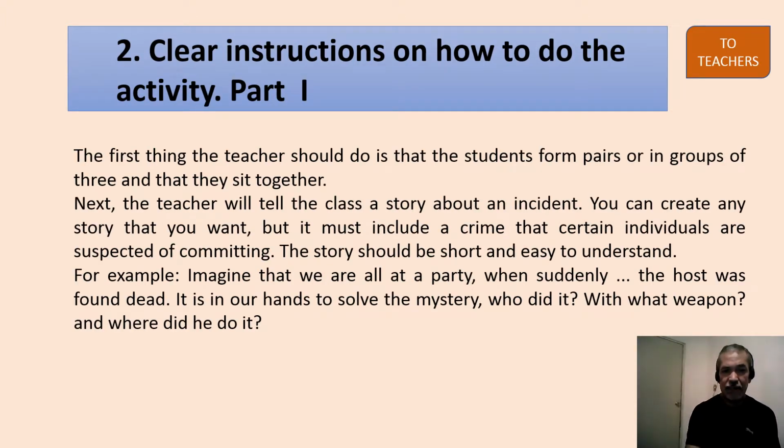How to do the activity? The first thing the teacher should do is have the students form pairs or groups of three and sit together. Next, the teacher will tell the class a story about an incident. You can create any story that you want, but it must include a crime that certain individuals are suspected of committing. The story should be short and easy to understand.